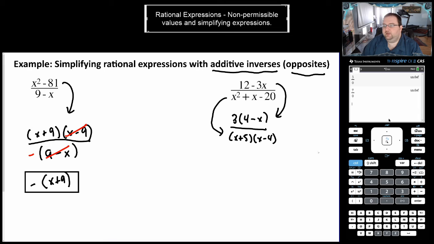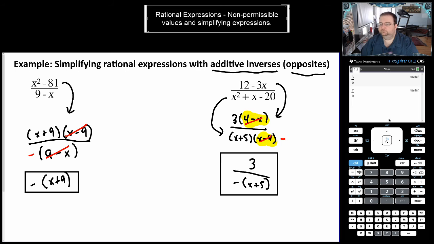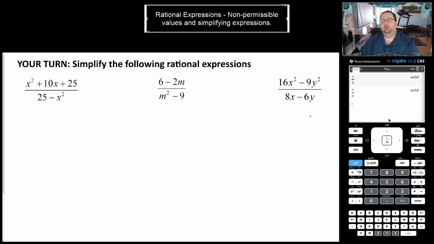Now what I'm hoping that you're able to do here is see that this and this, they're opposites. When they're opposites, they're going to cancel out, and all that you're going to be left with is a negative sign. So here, I'm going to have 3 over negative x plus 5. And that's my final answer. That's it. So it looks tricky, but it's really not.